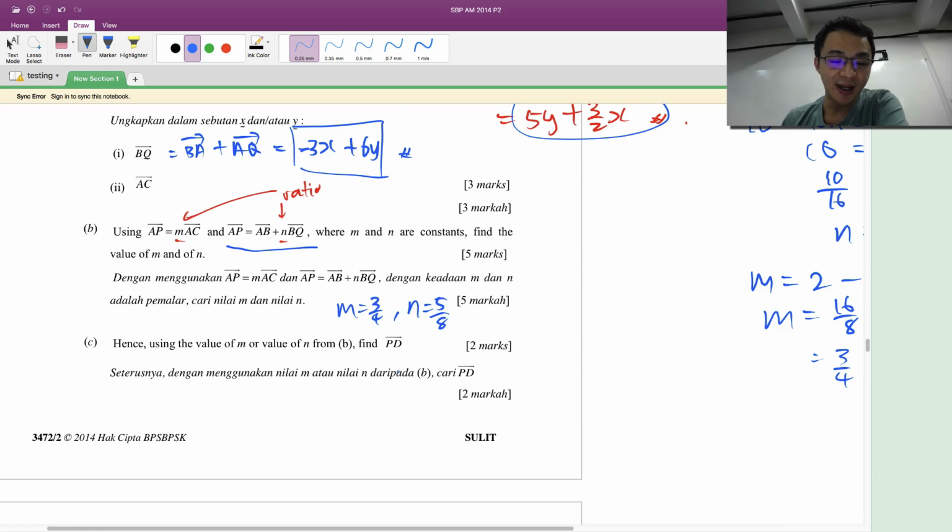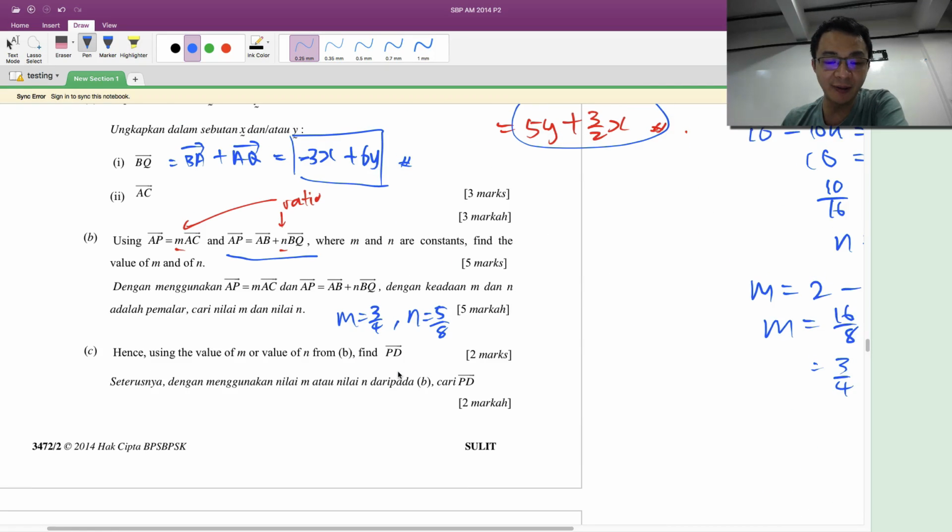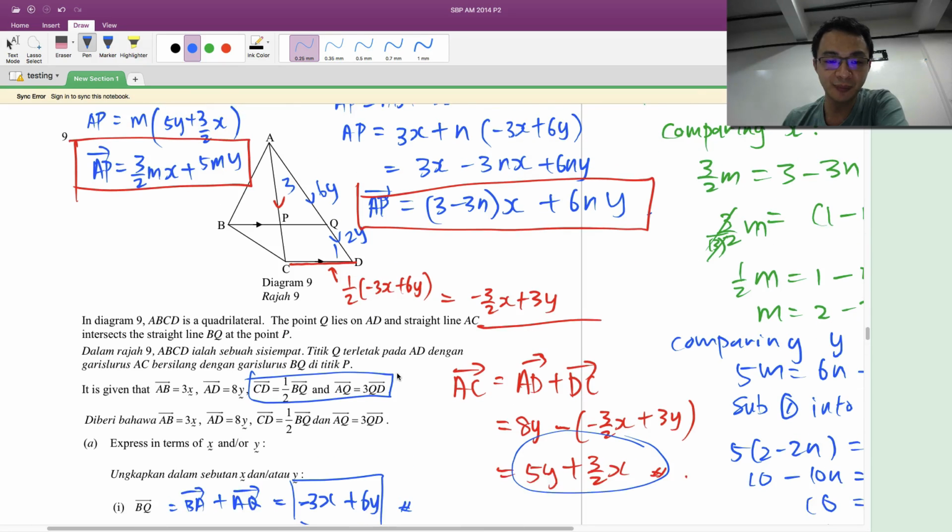Okay, part C. Hence, using the values of m and n, find PD. They ask you to find PD. It's so messy here. So what I will do is, I just need to get one of my AP. So maybe I use this one.